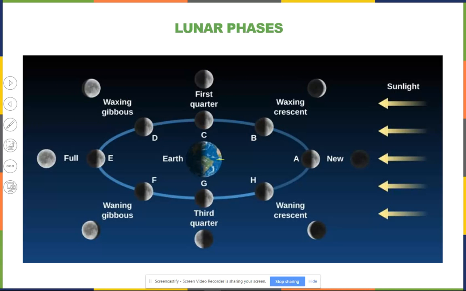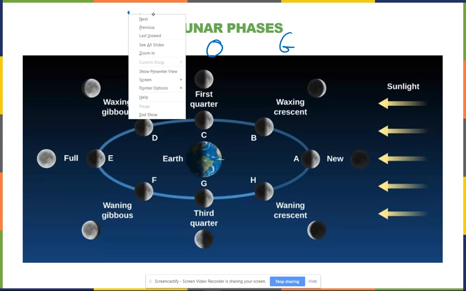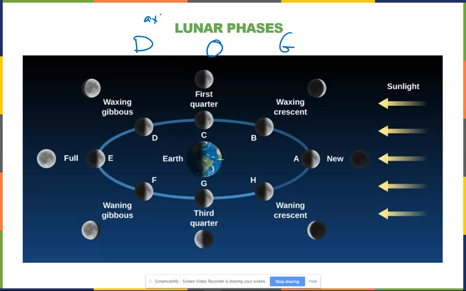A simple mnemonic to help keep things straight is DOG. Not sure what happened there. If it is a full curve on the right-hand side, like you see for a capital D, then it's going to be a waxing phase. If it looks like a big circle, then it's full, like the O. And if the curve is on the left-hand side, like in a capital G, then it's a waning phase.